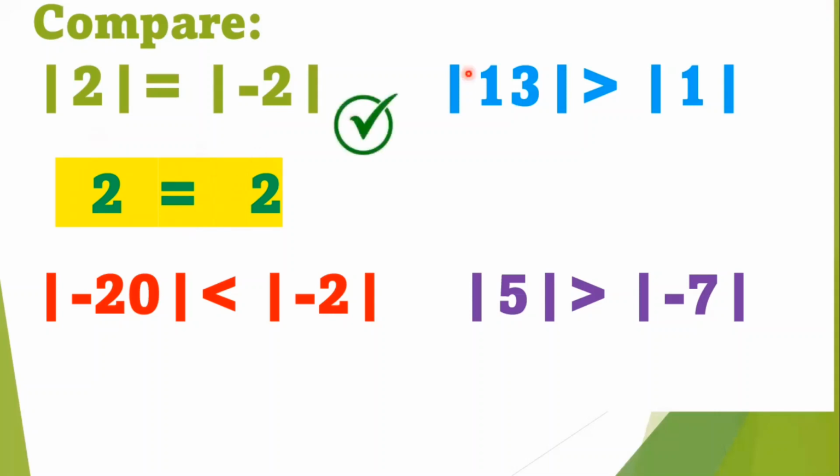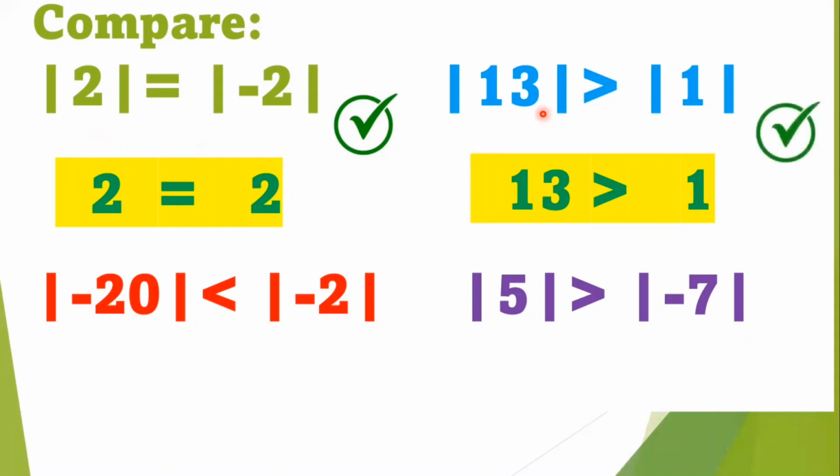How about this? Absolute value of positive 13 is greater than the absolute value of positive 1. When we say greater than, mas malaki. Ang absolute value daw ng positive 13 ay mas malaki sa positive 1. Is it correct? Let us check. Okay. The same pa rin sila, di ba? Natural numbers nga, di ba? So, we're just going to find the natural numbers, then the answer is correct. Kasi, ang 13 ay mas malaki sa 1.